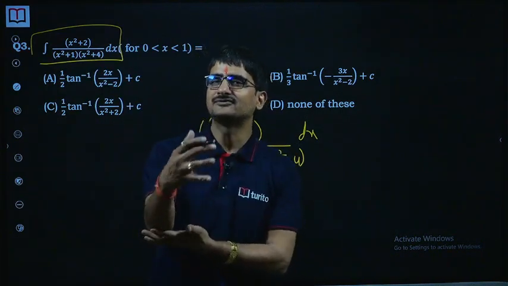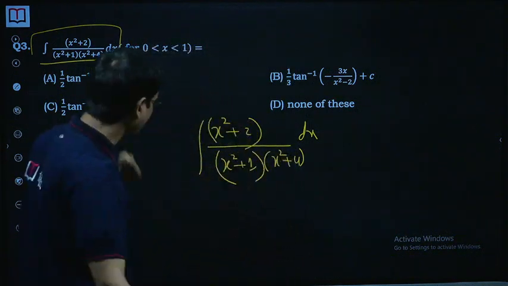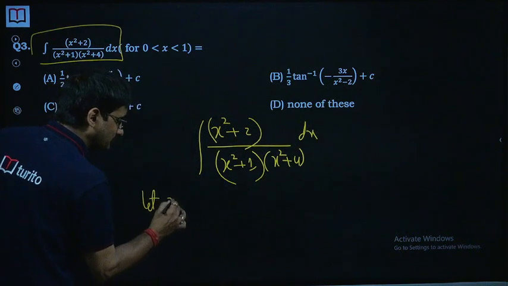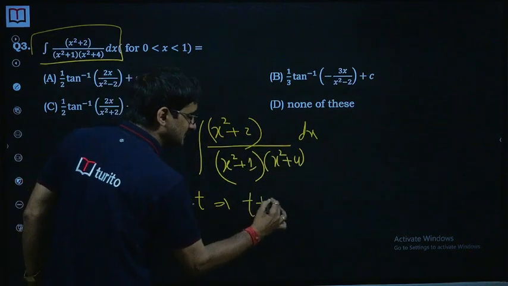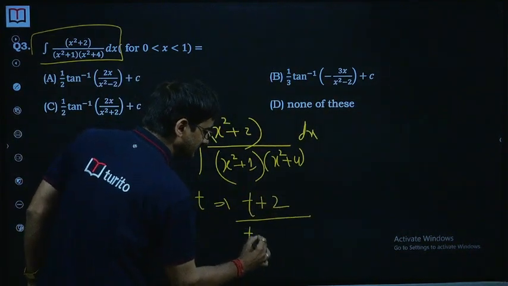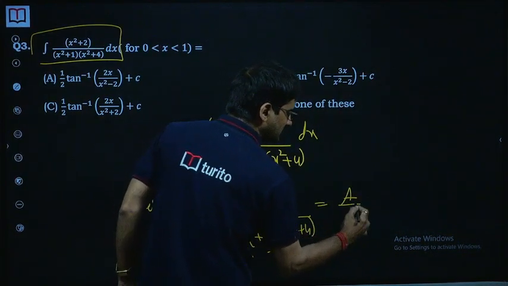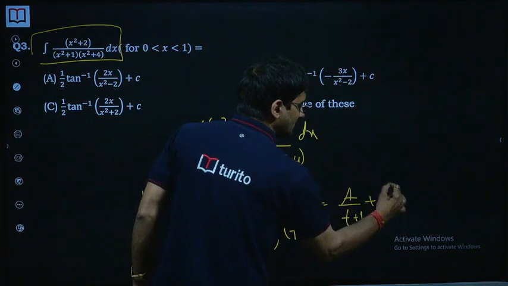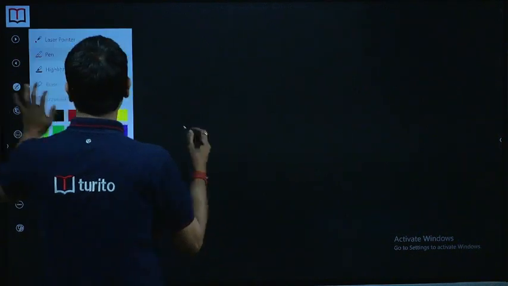Okay, so you will have so many unknowns there, at least 4 unknowns. But what I will suggest is, out of the integral, let x square be t. So this implies it's t plus 2 over t plus 1 into t plus 4, so I will write it as a upon t plus 1 plus b over t plus 4, isn't that? Now when you take LCM, so I will solve it a bit.